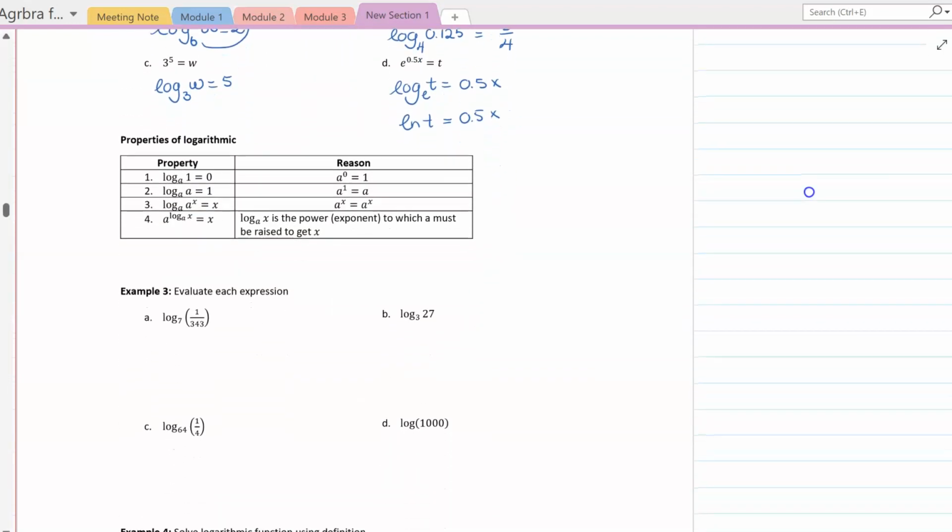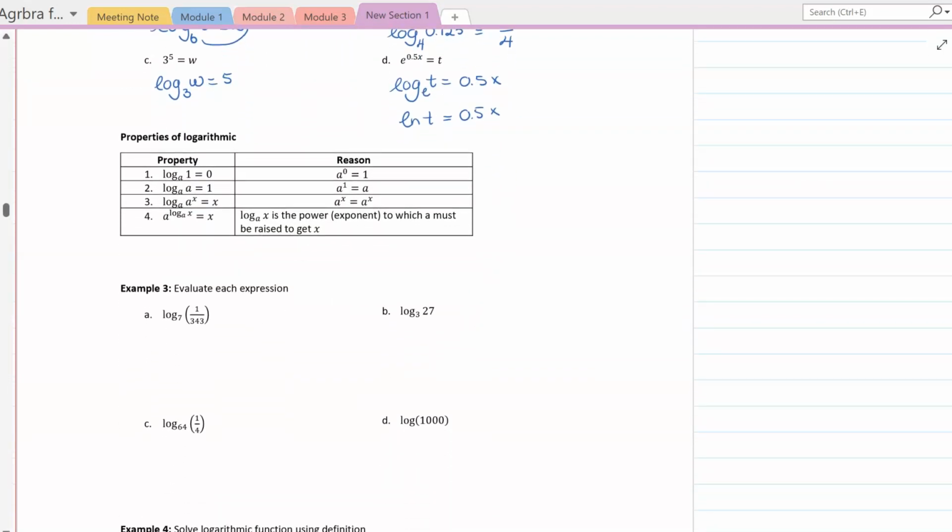Properties of logarithms. So log base a of 1 equals 0. Log base a of a equals 1. Log base a of a to the x equals x. And a to the exponent of log base a of x is equal to x, and the reason is given.